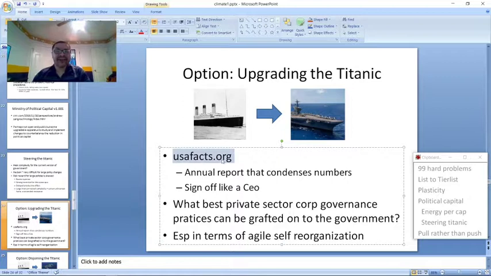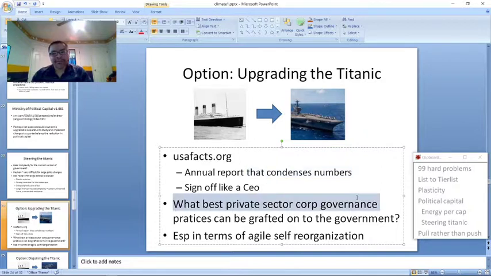USAfacts.org condenses the numbers into an annual report, which is a practice from corporate governance.